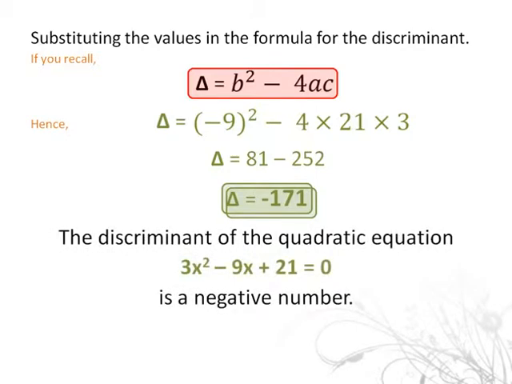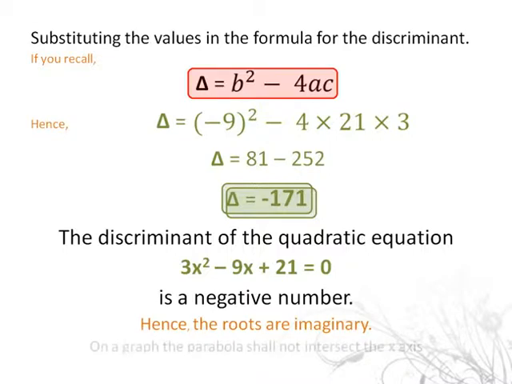The discriminant of the quadratic equation 3x square minus 9x plus 21 equal to 0 is a negative number. What does this tell us? This means the roots are imaginary, and the parabola, when traced on a graph, shall not intersect the x-axis at all.